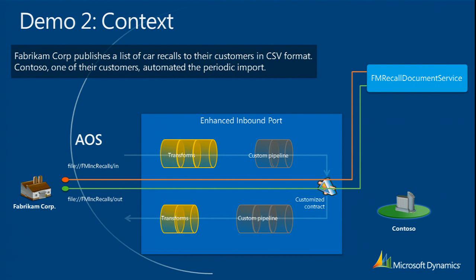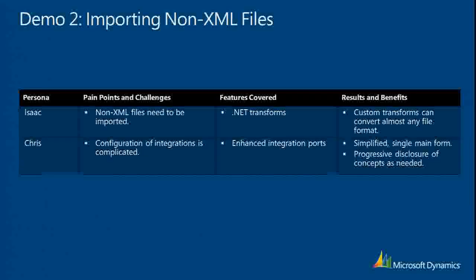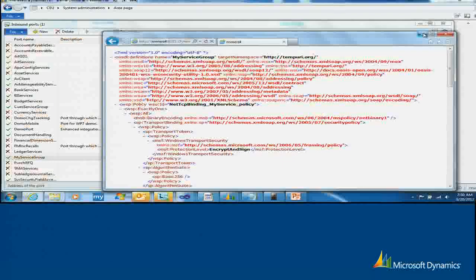Now, Contoso, on the other hand, a customer of Fabricam, cannot automatically read CSV files. So they would have to build a transform if they want to get that list into Dynamics AX. And this is what this example wants to show you. We'll walk through what it takes to implement a transform, how to set up an enhanced integration port, because that's what's needed for configuring a transform for data transformation. And then I will show you how the file basically flows through the system. So let me switch back to my laptop here.